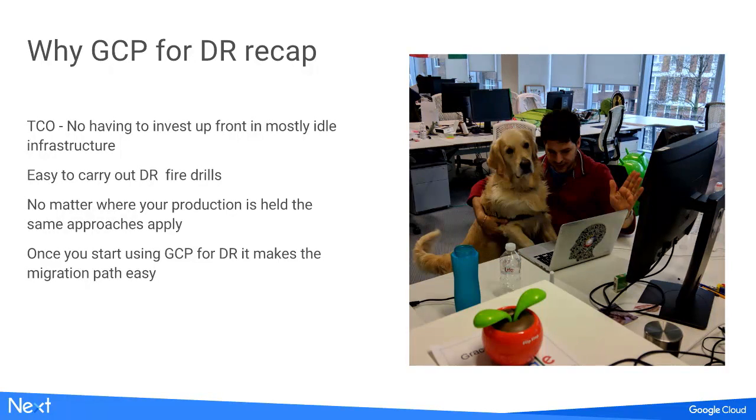So just to recap, why GCP is the destination you should be thinking of for your DR needs. It improves your TCO. It's easier to carry out the fire drill, so you will have a greater degree of confidence that in the unfortunate situation you have a disaster, then, like Wizard here, your ops team will be calmly executing the recovery process. Also, you don't need to keep rethinking patterns. They apply no matter where your production workload is running.